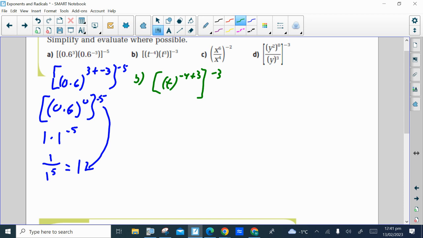And so when you add those exponents together, negative 4 plus 3 is negative 1. The base stays the same. And now you have one exponent raised to another. The law says you multiply the exponents.